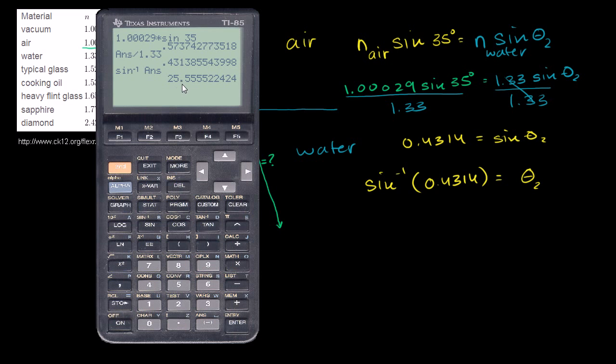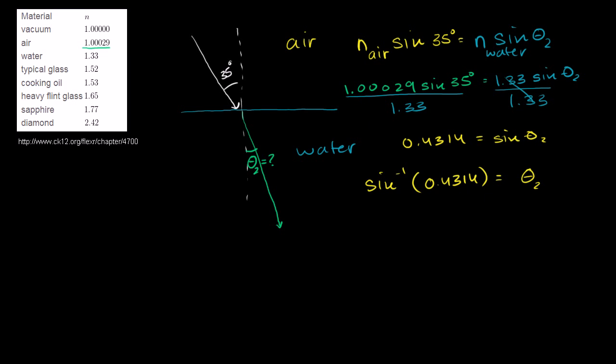And I get 25.55, or I'll round it, 25.6 degrees. So this theta 2 is approximately equal to 25.6 degrees. So Snell's law goes with our little car driving into the mud analogy. It's going to come inwards a little bit closer to vertical, and theta 2 is equal to 25.6 degrees. And you could do it the other way.